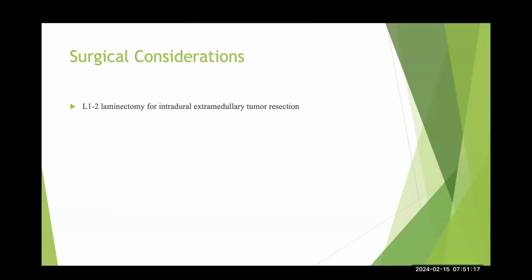So, going to resect it: L1-2 laminectomy, use intraoperative ultrasound. We've covered how to resect these spine lesions before. So we'll jump into the pathology here with Dr. Gutekin again.